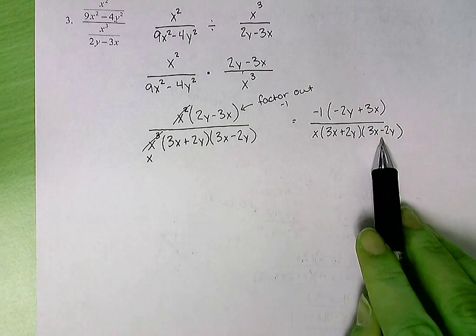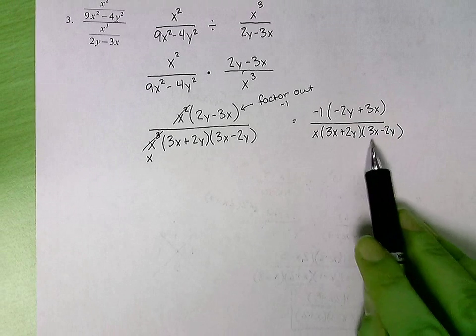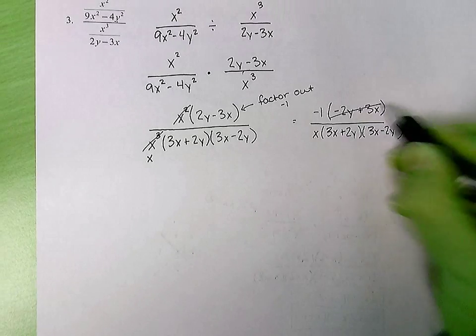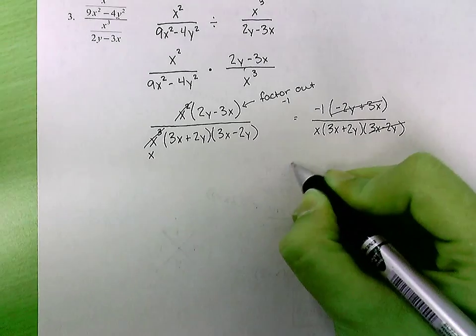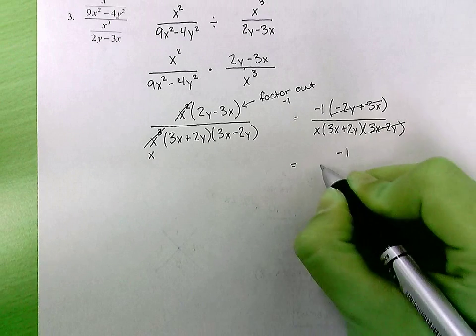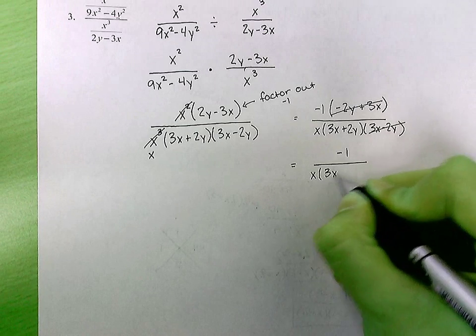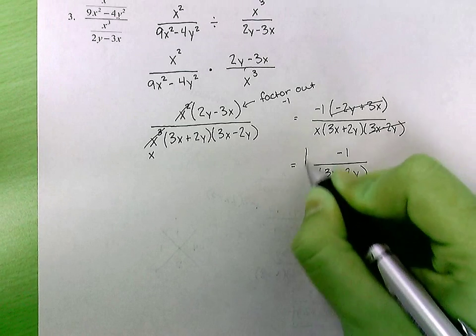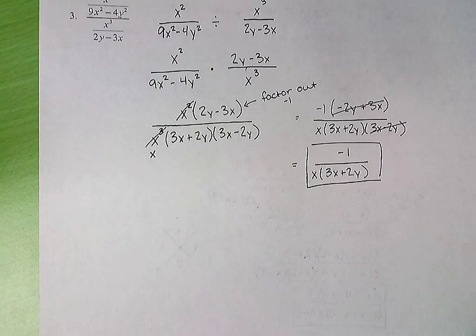Now those two are the same. You have a -2y, a -2y, positive 3x, positive 3x. So now I can cancel those out. Okay, and then I'm left with -1 over x times 3x plus 2y. And that would be your simplified answer. And yes, you need the 1 for that one. Still has to be a fraction.